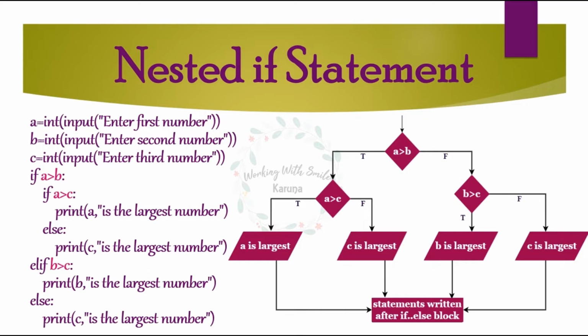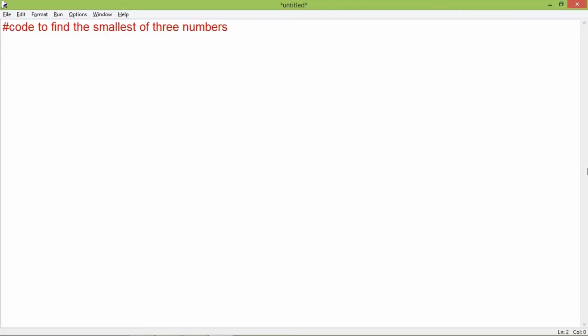You can see in this diagram these rhombus shapes represent the conditions. So the first condition is A greater than B. Every condition has a true or a false outcome. Depending on that outcome, another task is performed, and based on those outcomes other conditions are evaluated, and finally they perform a task. And in the end, the control moves to the statements which are written after this if elif else block.